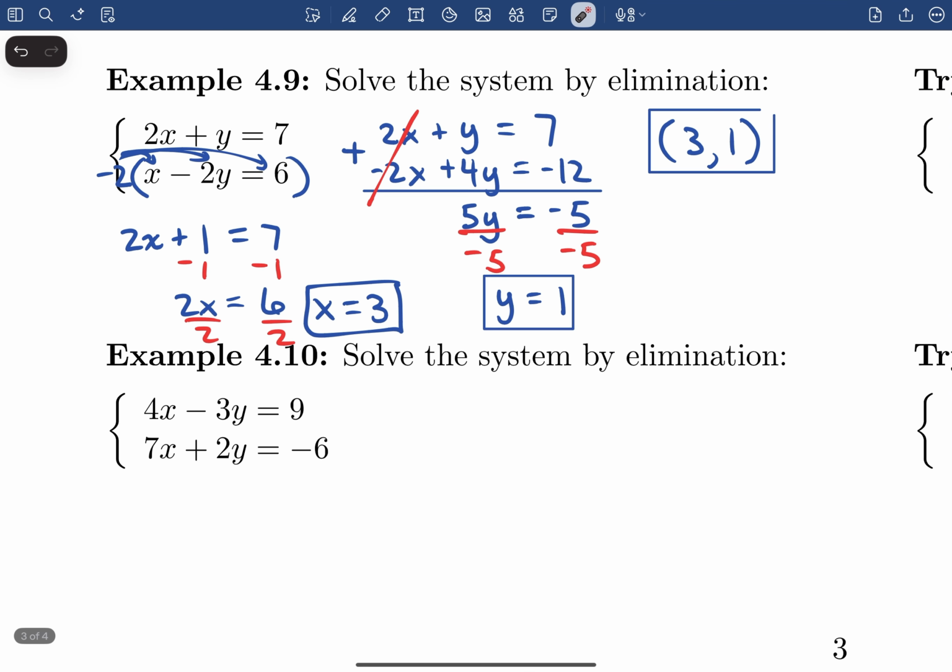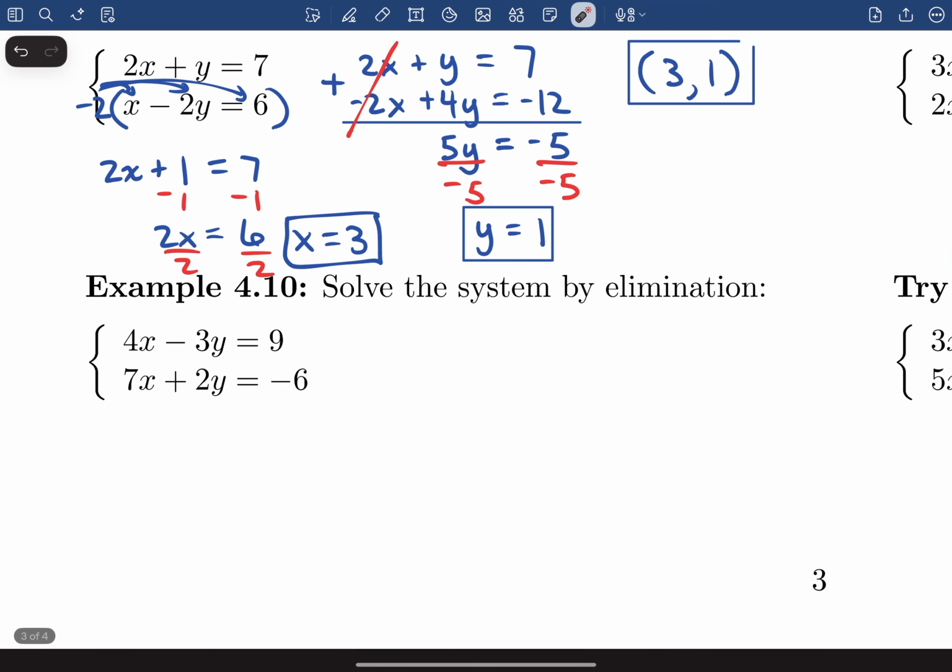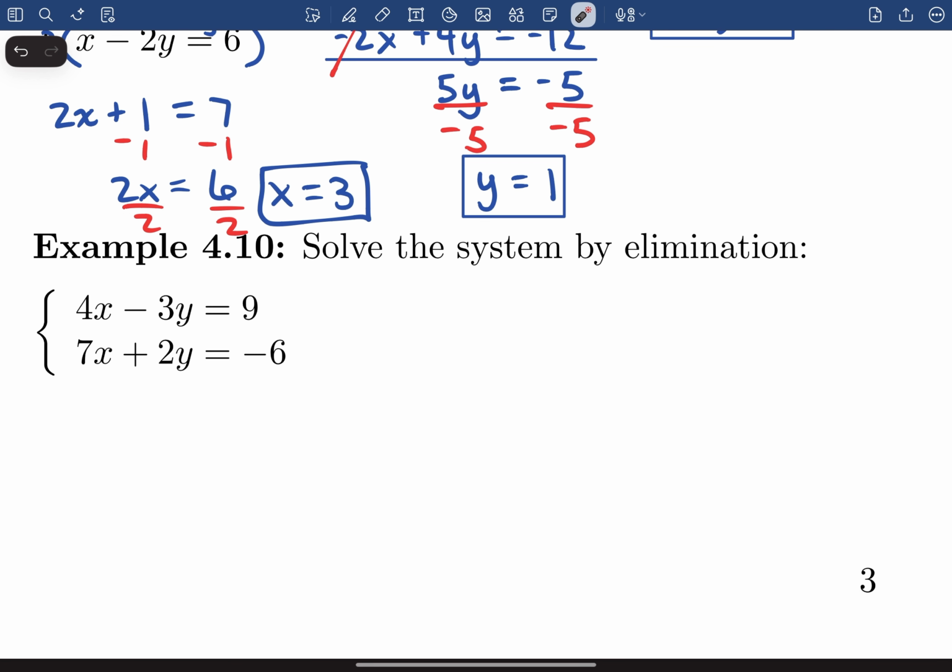I think we should try this again for good measure. So here's example 4.10, solve the system by elimination. And I see 4x minus 3y equals 9, and 7x plus 2y equals -6. And I think, how could I make it so that both of the variable terms, either 4 and 7 and -3 and 2, become the same coefficient, opposite signs?